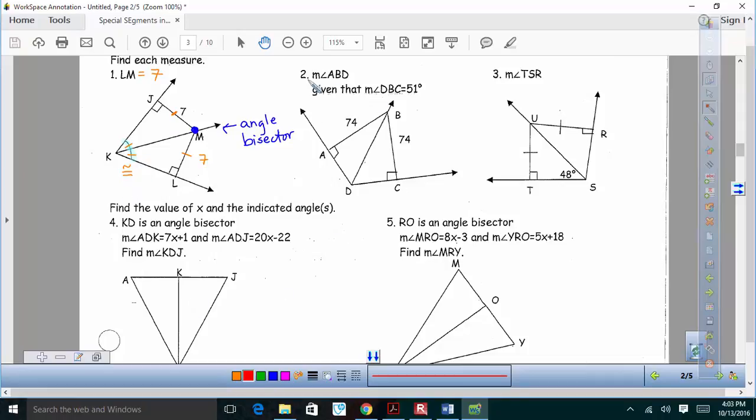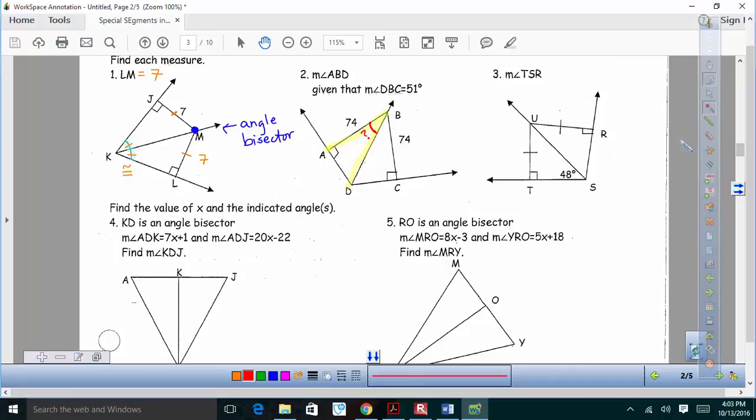Okay, now looking at number 2, they want me to find measure of ABD. So ABD, if I was to highlight, remember we start here, go to B, go to D. The angle we're looking at is where these two highlighted places intersect. So I'm looking for this angle right here.